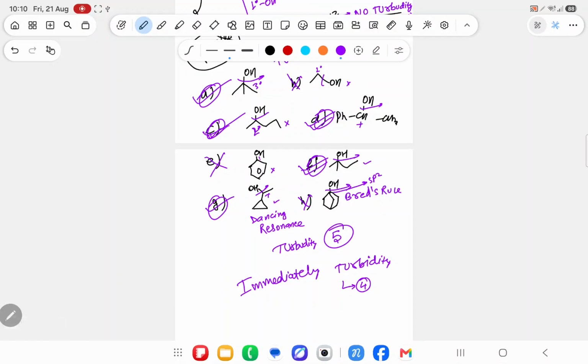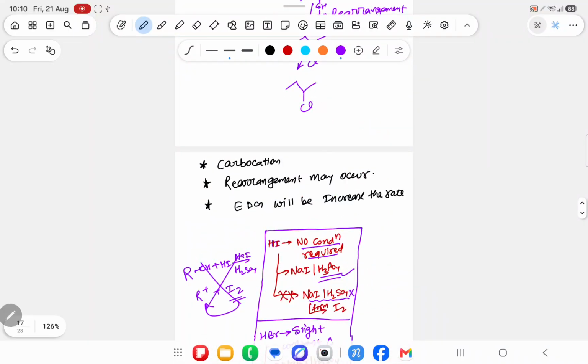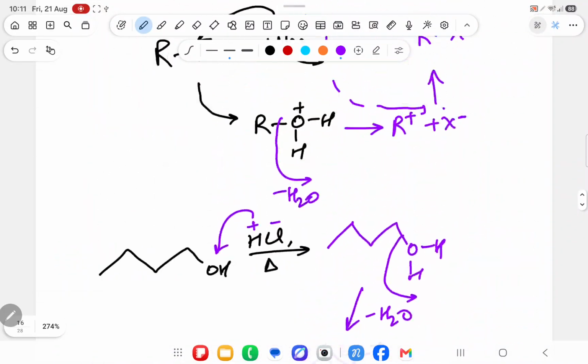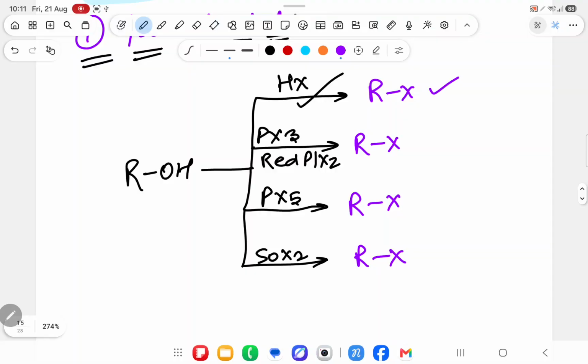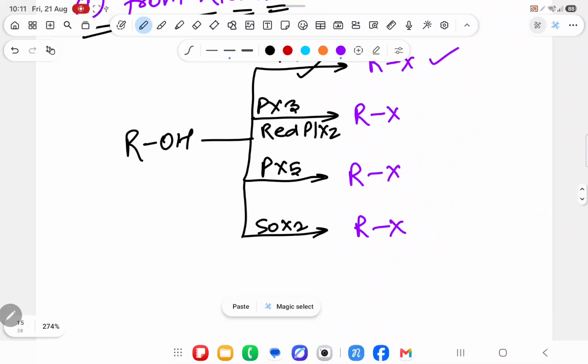So I hope you understood what I am trying to dictate. The first reaction, Rx with Hx, I have dictated to you in detail. Now we are going to see the second part, that is Px3 in presence of red phosphorus and Br2, red phosphorus and X2. I hope everyone has understood up to now. Yes sir, we understood it.